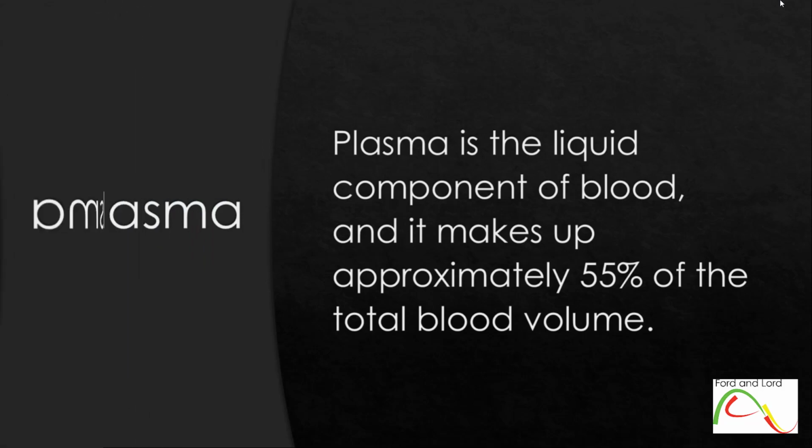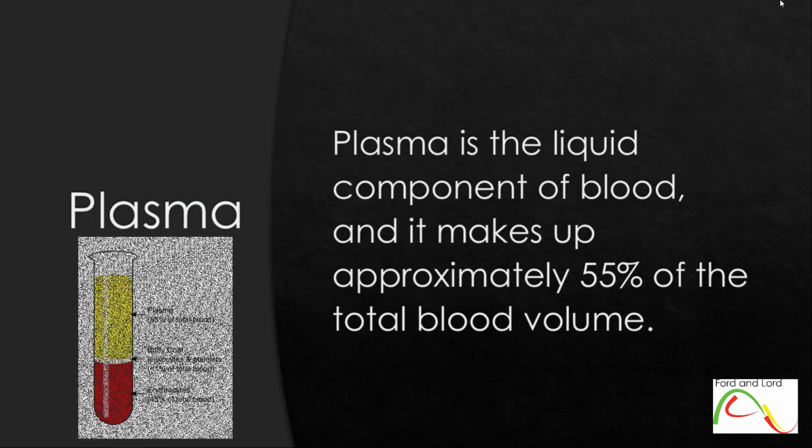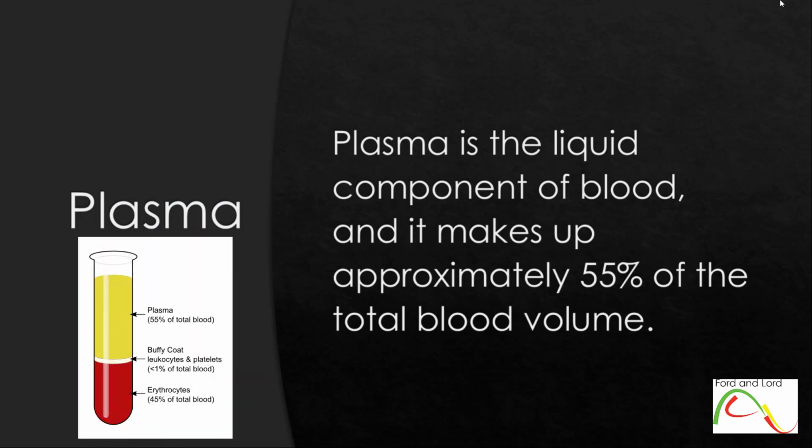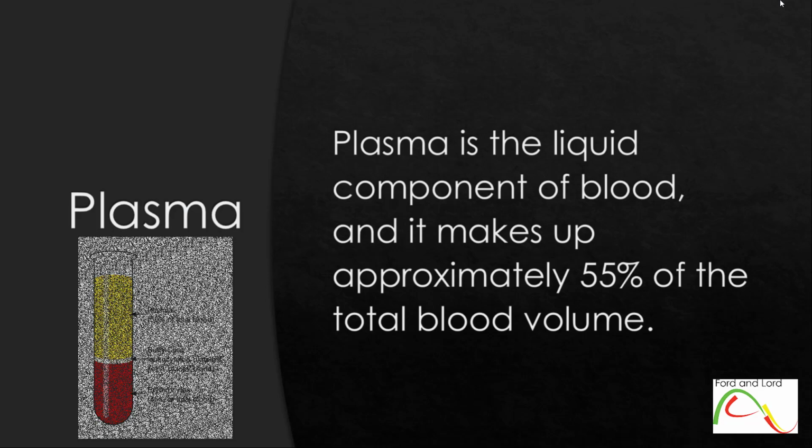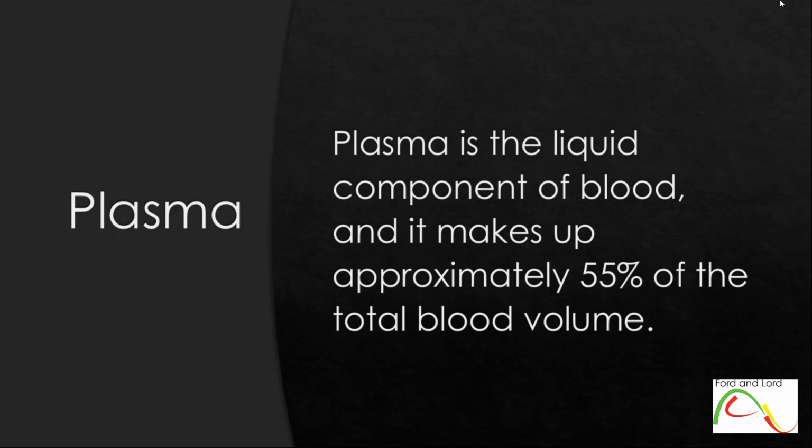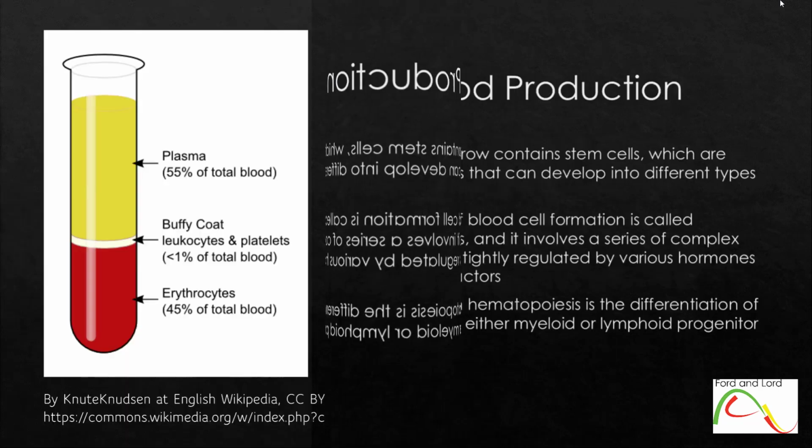Plasma. Plasma is the liquid component of blood, and it makes up approximately 55% of the total blood volume. Plasma is a complex mixture of water, electrolytes, hormones, and proteins, including albumin, globulins, and fibrinogen. These proteins help to maintain blood pressure, transport nutrients and waste products, and regulate the body's immune response. Blood production.